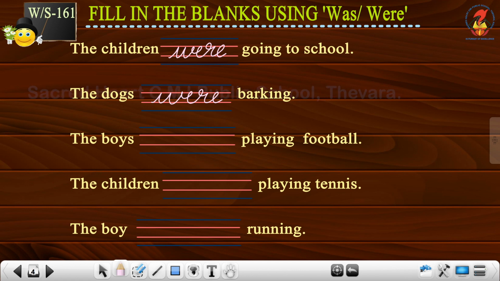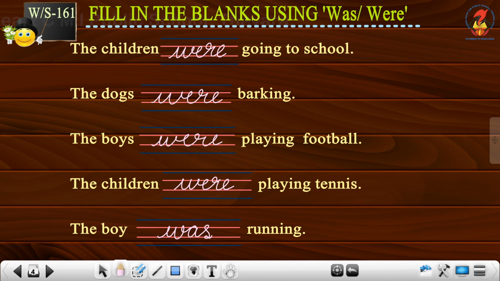Again, "The boys dash playing football." "The boys were." There also it is more than one. The noun is in plural form. Again, "The children dash playing tennis." There also it is children, which means more than one. Okay, so write "were." The next one again, "The boy dash running." "The boy was," because the boy means only one person, so there you have to use what? Yeah, "was."